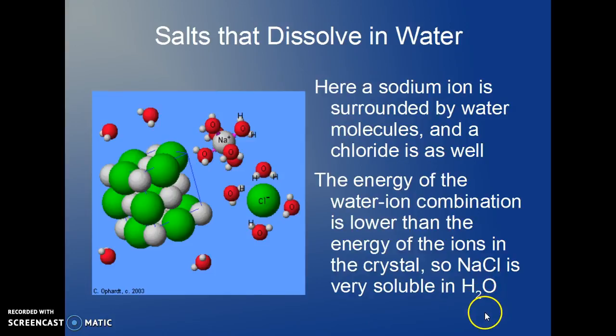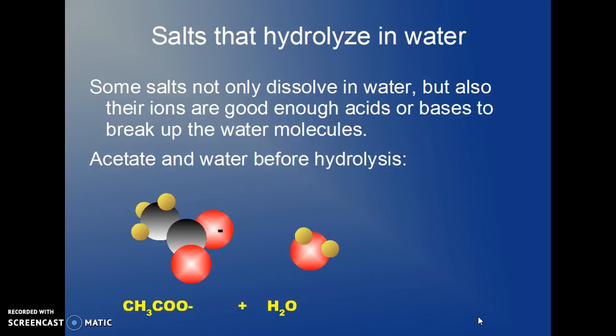The other word that we have used for dissolving salts is solvation. And here you see the process visualized where water molecules are surrounding the cation and the anion of the salt. And again, this is not hydrolysis, this is solvation. Hydrolysis occurs when a salt not only dissolves in water but also reacts with it. The ions, cation or anion, are good enough acids or bases to break up the water molecules.